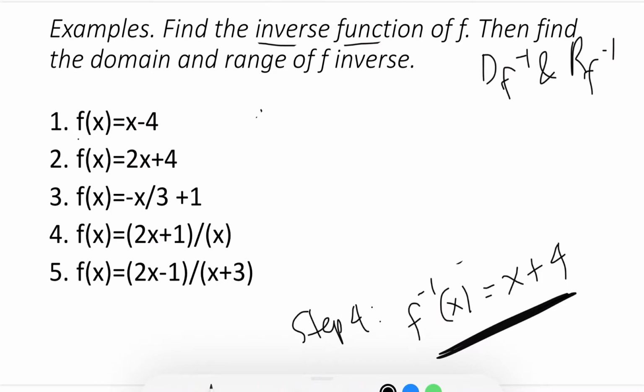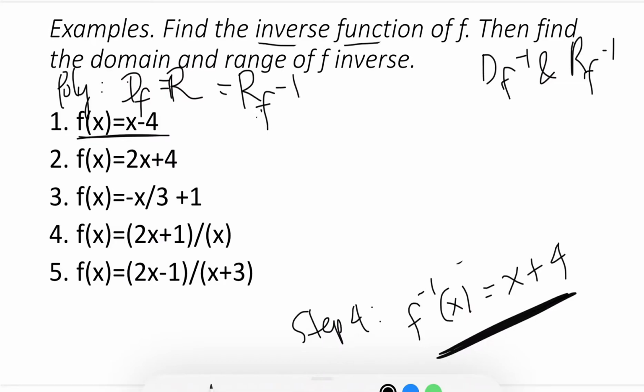Now take note that F is a polynomial. If your function is a polynomial, then the domain or range is the set of real numbers. So in this case, for F, the domain: the expression is x minus 4, a polynomial. This is the set of real numbers, always the set of real numbers. So for the inverse, your domain will become the range of F inverse, because x and y are exchanged. Right?